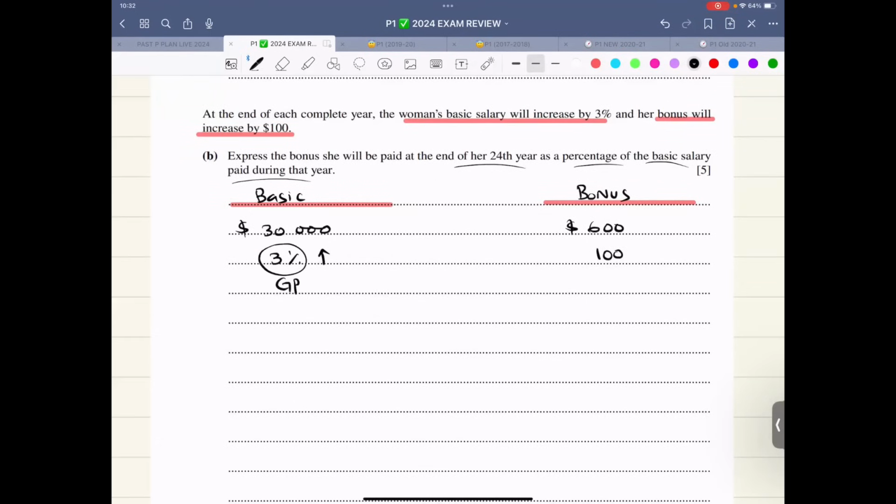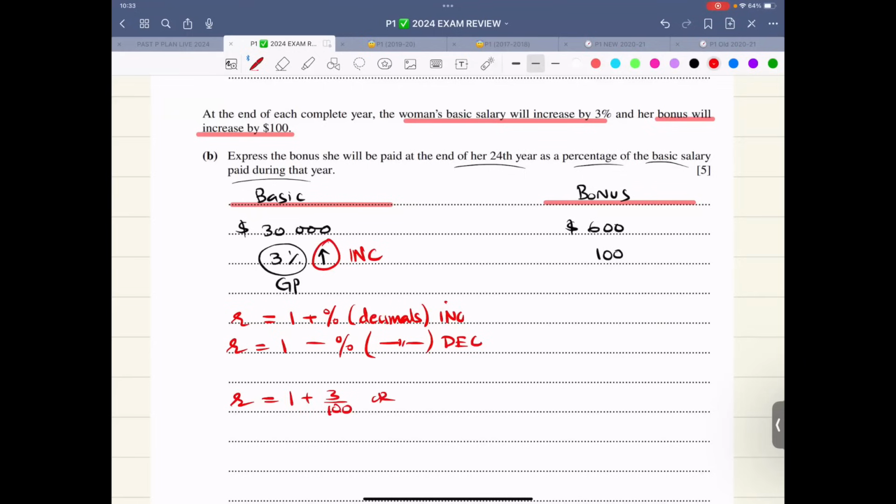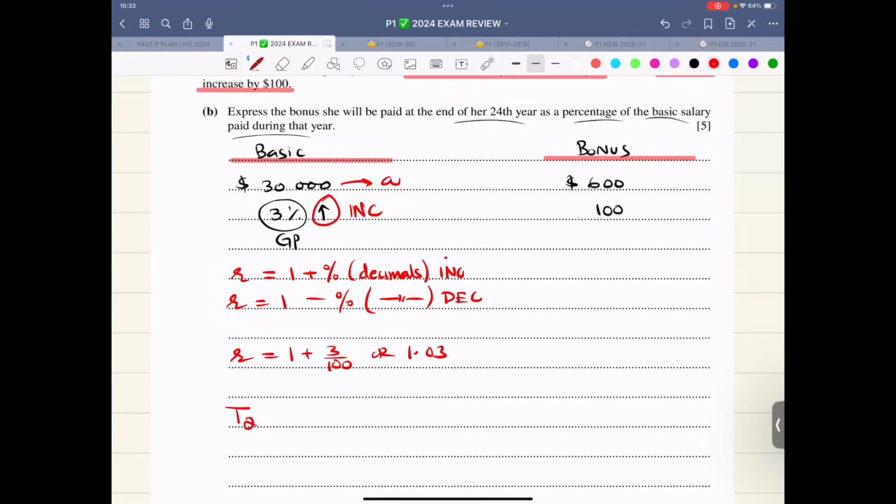Whenever a percentage question comes, remember it's a GP. Common ratio is 1 plus the percentage in decimals if it's an increase. And r is 1 minus that percentage in decimals if that is a decrease. Since this is an increase, therefore r is 1 + 3/100. That is 1.03. This is the first term a. We want the salary in that 24th year. That is ar^23. That is 30,000 times 1.03 raised to the power of 23. Leave the answer as it is for right now.